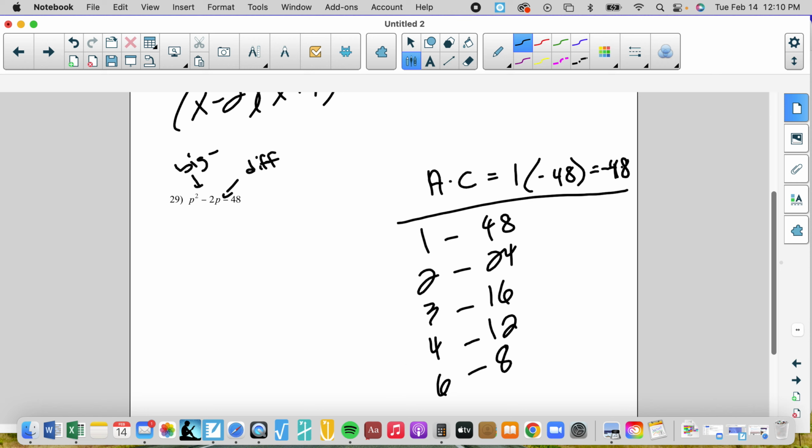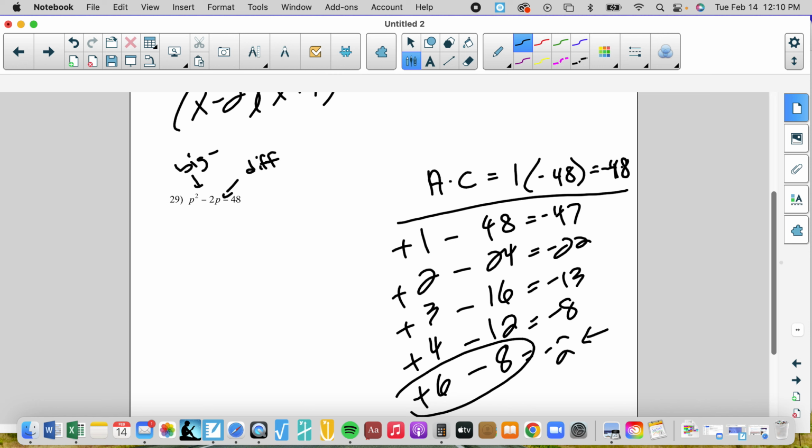The technique that I've used provides you that luxury and that simplicity, that efficiency. Signs have to be different, so one side is positive, one side is negative. That gives me negative 47, negative 22, negative 13, negative 8, negative 2. My middle is negative 2, so I'm going to use positive 6 and negative 8.